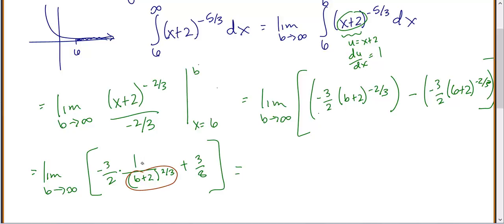So we're dividing by bigger and bigger numbers, so that piece goes to 0. 0 times negative 3/2 is still 0. So we're down to 0 plus 3/8, which is 3/8.